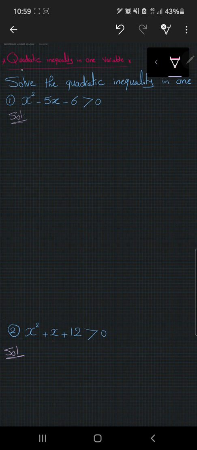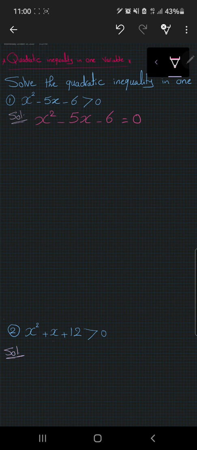Everyone, our lesson today is quadratic inequality in one variable. How to solve the quadratic inequality in one variable. For example, x power 2 minus 5x minus 6 greater than 0. First, put f of x equals 0. So, x power 2 minus 5x minus 6 equals 0.